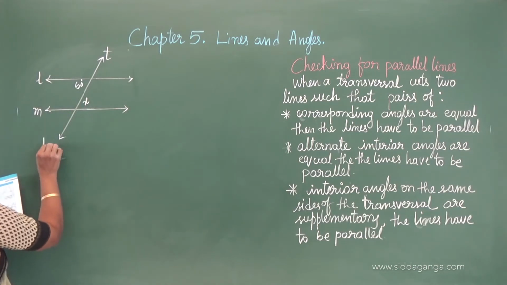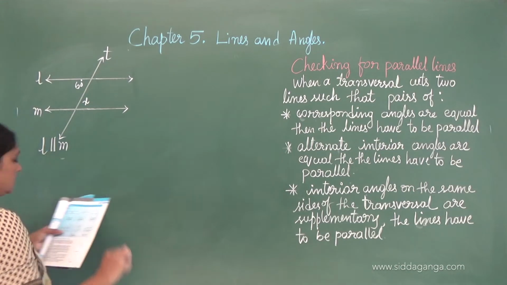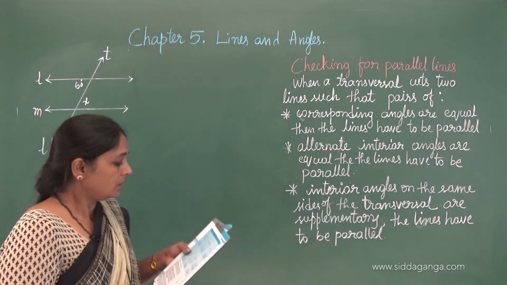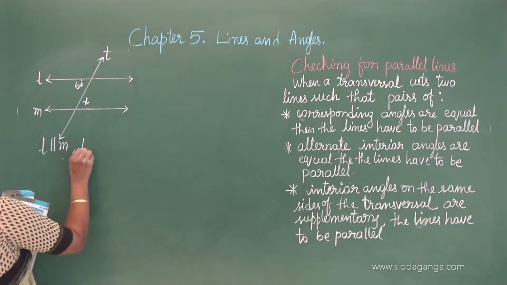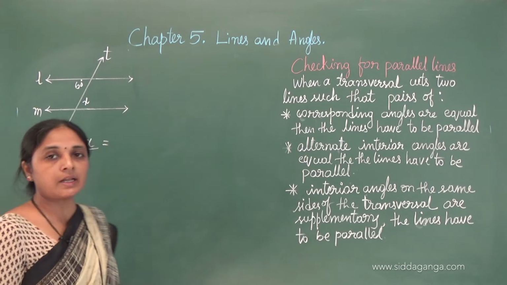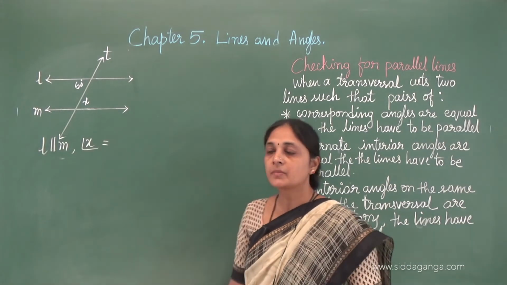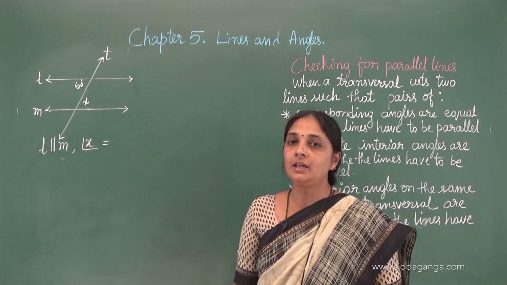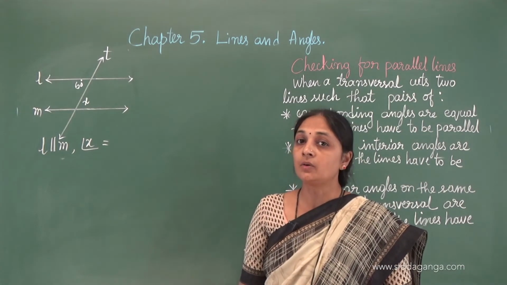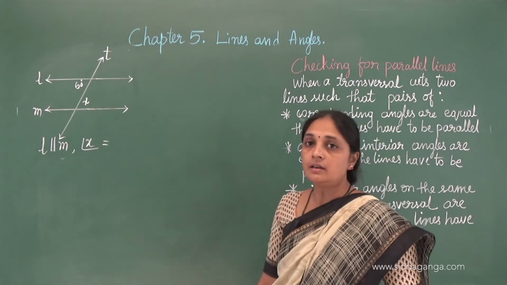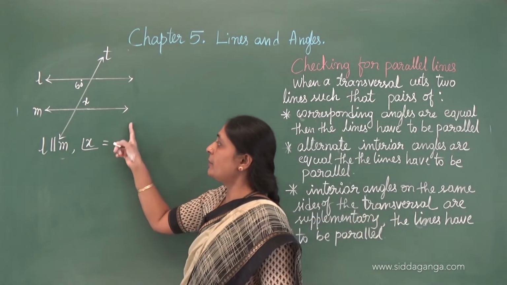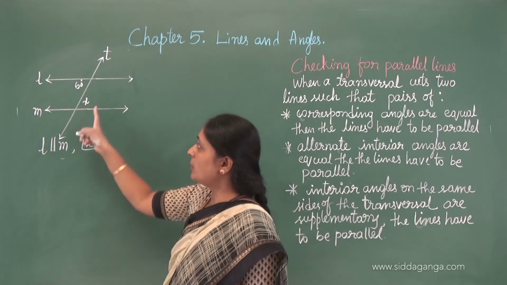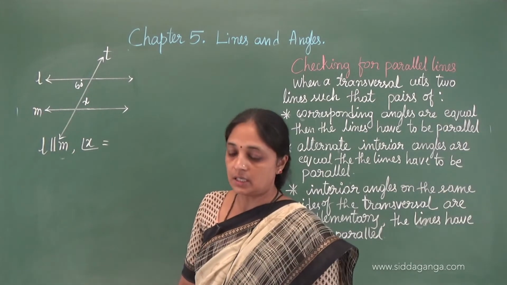Line L is parallel to M. This mark represents that they are parallel to each other. T is a transversal. What about angle X? Can you guess what type of angles they are? They are alternate interior angles, and they are equal in measure when two lines are parallel. If two lines are parallel, then the alternate interior angles must be equal. Then the value of X is 60 degrees.